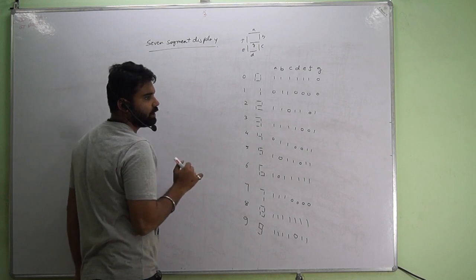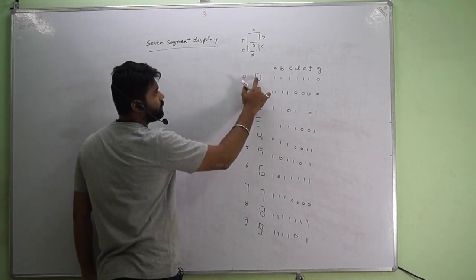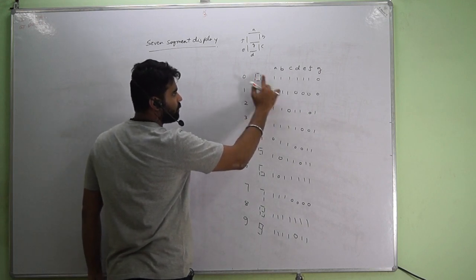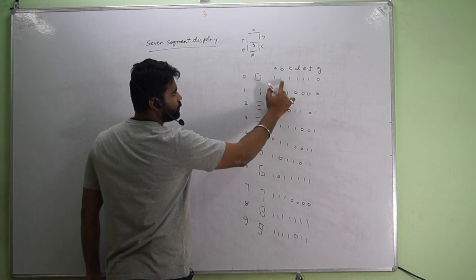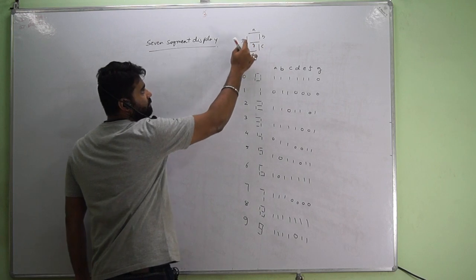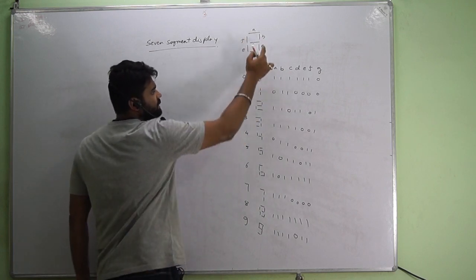and G. And obviously if it is 0, then it will be represented like this, and only one, that is G, will not glow. So all the LEDs will glow, only G will not glow. For 1, the others will be off, only B and C will glow.